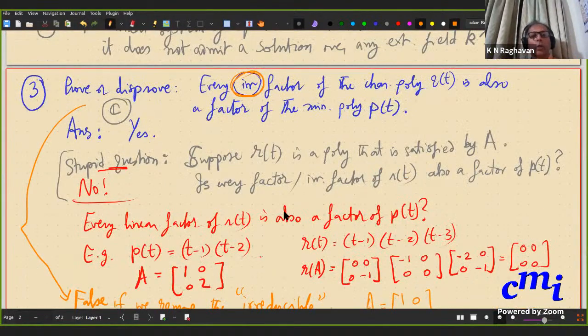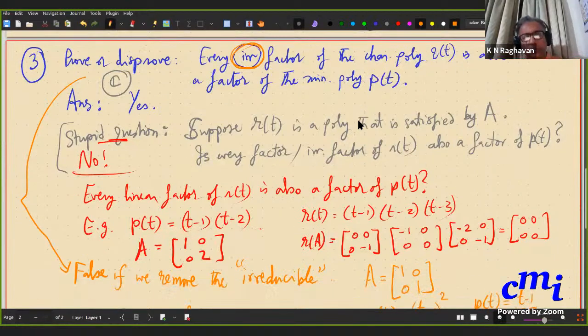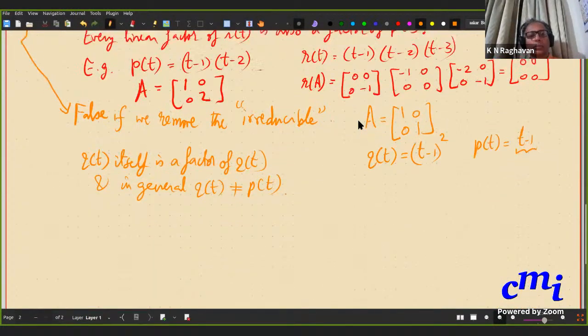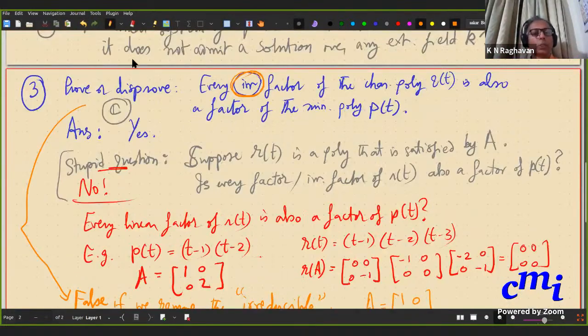Okay. So, however, the characteristic polynomial has a special property that every irreducible factor of the characteristic polynomial is also a factor of the minimal polynomial. The question is, how do you prove this? So now we have answered yes, and we are asking for a proof of it. How do you prove that?